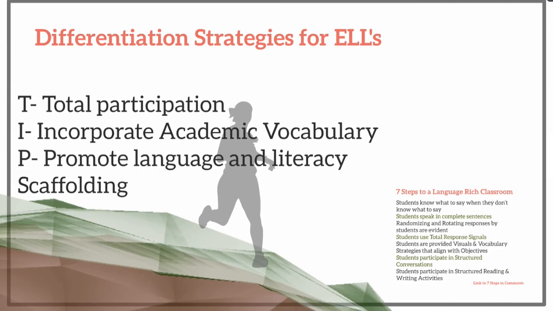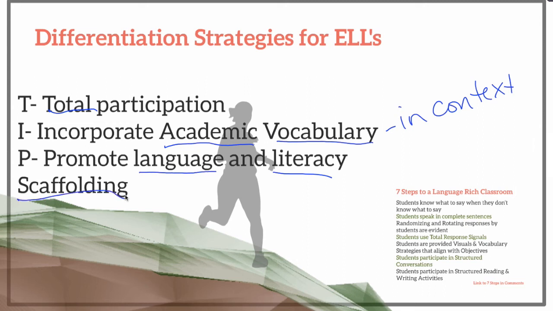One of our target groups that we often have to look at for differentiation is our English language learners. So whenever you're deciding to differentiate, just make sure that with your ELLs you have total participation, that you incorporate academic vocabulary, and this needs to be in context, not just defining the word for them. You need to promote language and literacy, promoting that reading, that writing, the explanation, communication skills, and then make sure you scaffold for your ELLs so that they can build up from the basic academic vocabulary to using it in context to using it at a higher level.